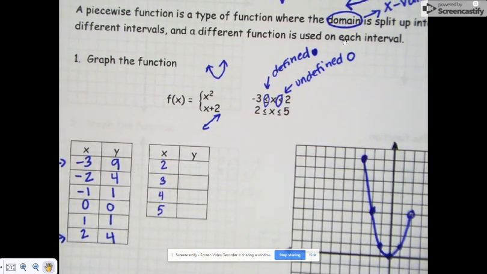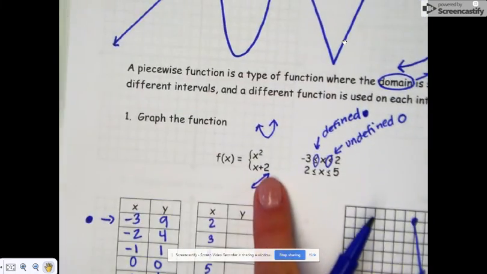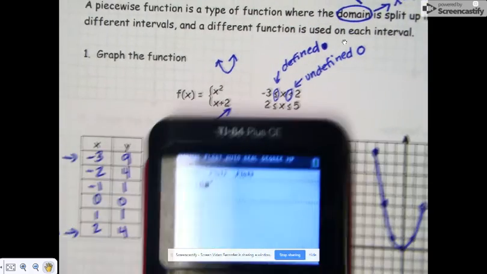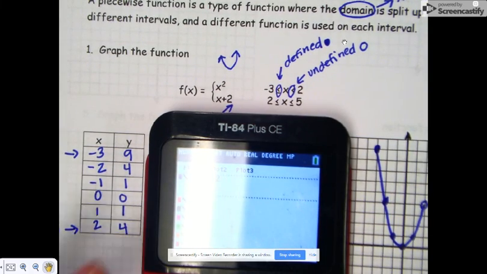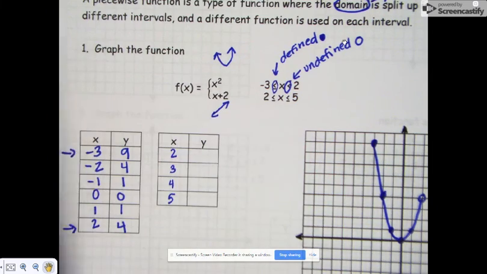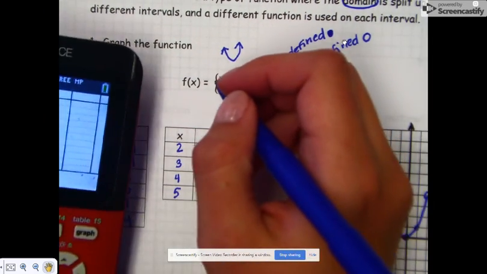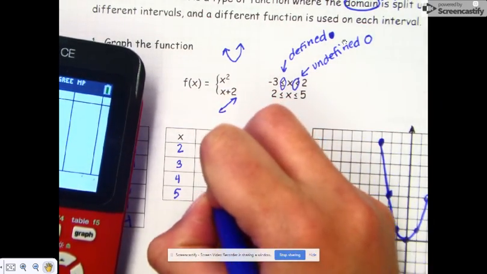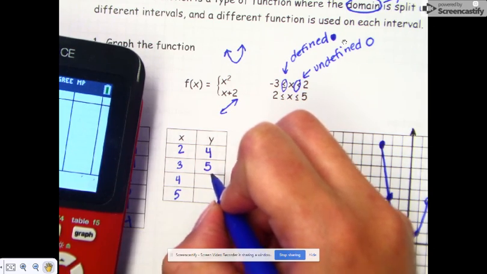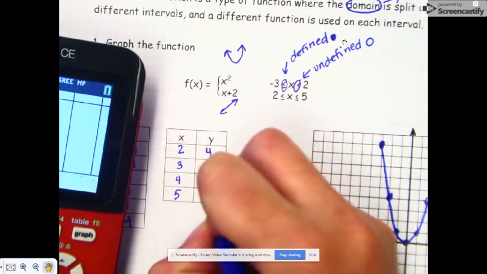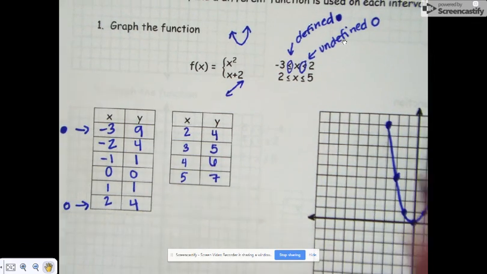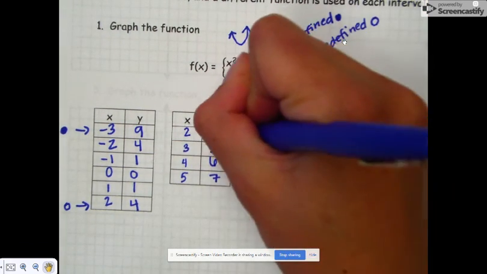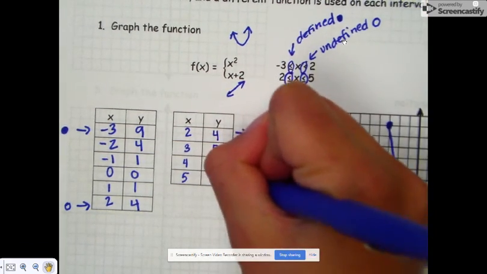Okay, so now I'm going to plug in the function x plus 2 in my table. So I'm going to go y equals x plus 2. And you don't have to use your graphing calculator, but it's faster. So at 2, the point is 2, 4, 3, 5, 4, 6, 5, 7. Okay, and for this one, let's look at our thing. So these are both equal to, so this is going to be filled in, and this is also going to be filled in. Okay, so now I'm going to go plot this piece.